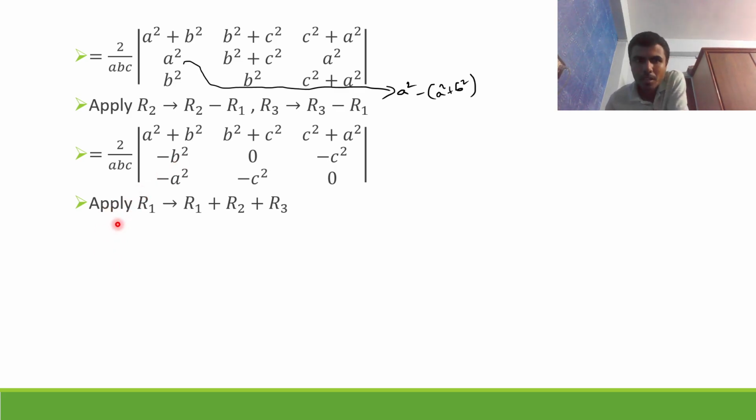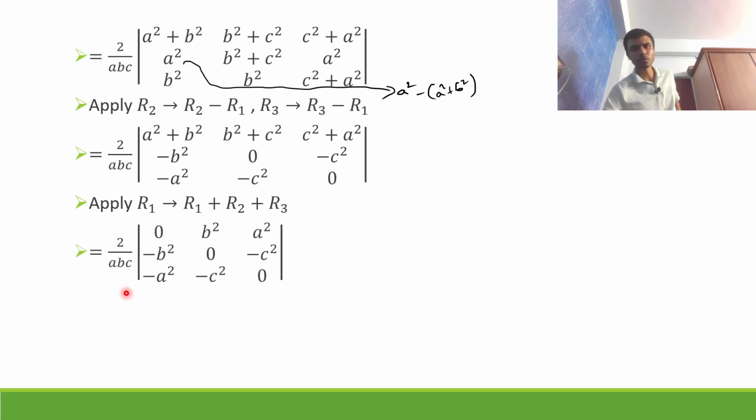Now if you apply this, in place of R1 I would get A square plus B square plus minus B square plus minus A square. So this one will become 0 here. B square plus C square plus 0 plus minus C square. So this is what you would get. Now what, sir? What to do? Very simple, just expand the determinant.